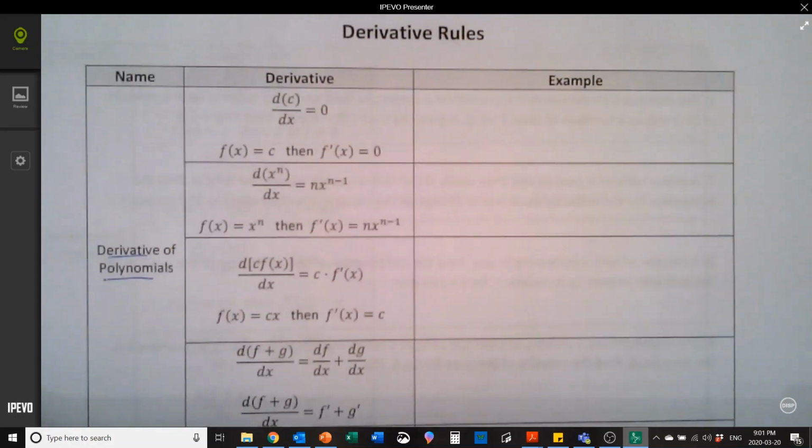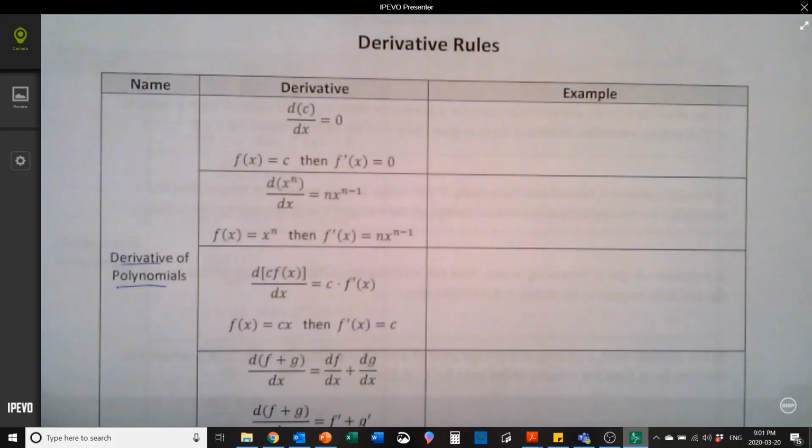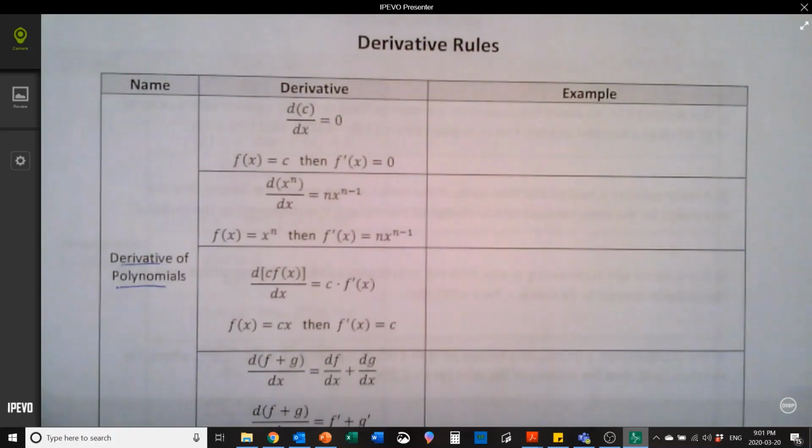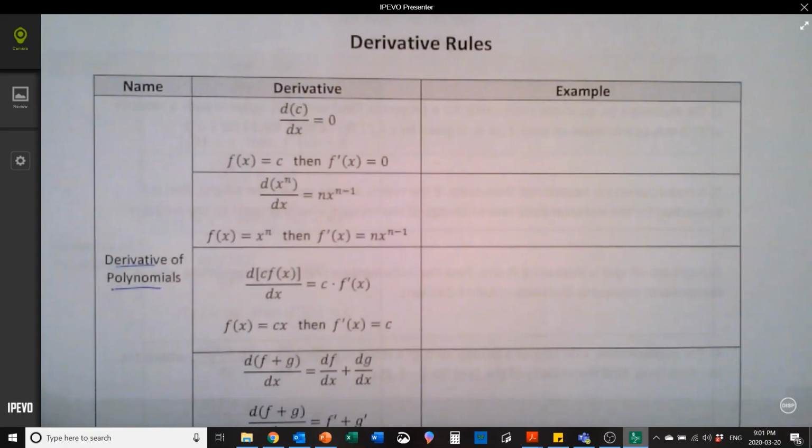Anyway, do what you need to do to learn your derivative rules. If you want to skip to the next set, to the chain rule or to the quotient rule, because we already did the polynomials the week before we had left 2 weeks ago, then that's fine. Otherwise, we'll start through it.